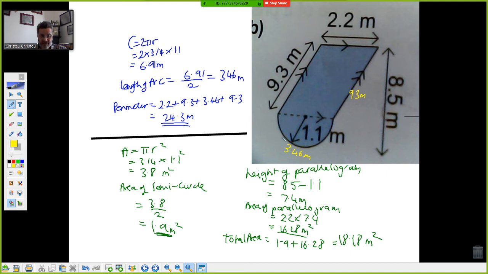In an exam, you should write this on your diagram, just in case you forget to use it in your calculation going forward. So 3.46. What about perimeter then? Well, it's going to be 3.46 plus a 9.3 going that way, plus a 2.2, plus a 9.3 coming this way, and we're back home, 24.3. Okay, looking at grade 5.